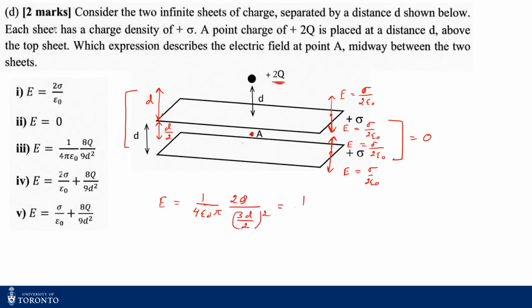So which is basically 1 by 4 pi epsilon naught, 8q by 9d squared. Now this is for the Coulombic charge, right? And the contribution of the sheet of charges is 0. So therefore, the net electric field would be just because of this 2 coulomb charge. So the correct option is option number 3.